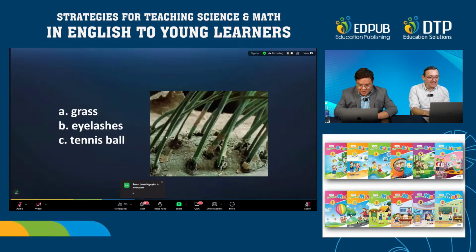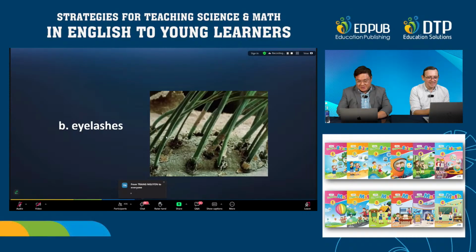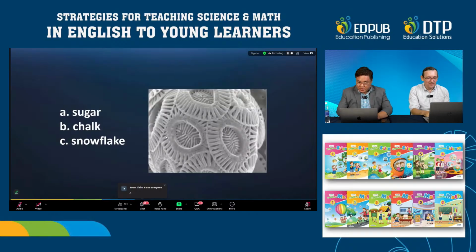Okay, next one. Is it grass, eyelashes, or a tennis ball? Interesting. It looks like eyelashes to me. Okay, let's have a look. It is eyelashes. You were right, Chris. Yes, it is eyelashes. Okay, one more.